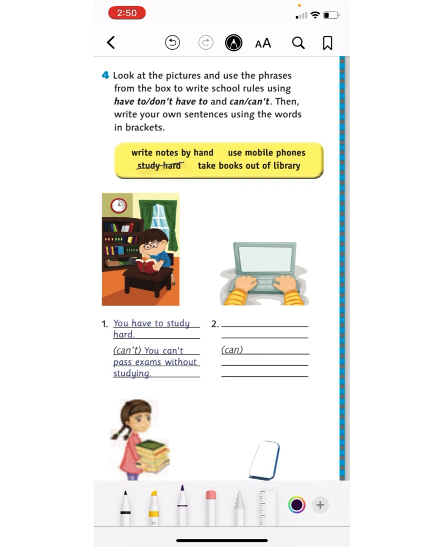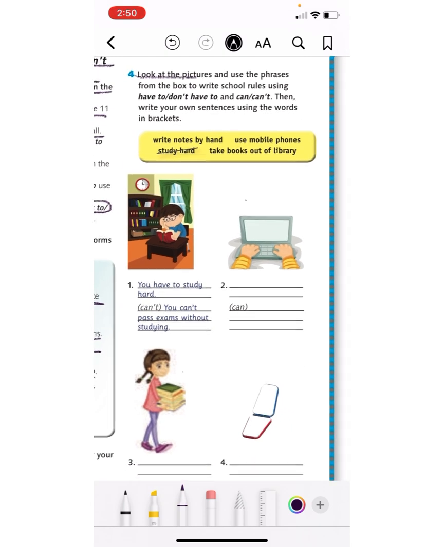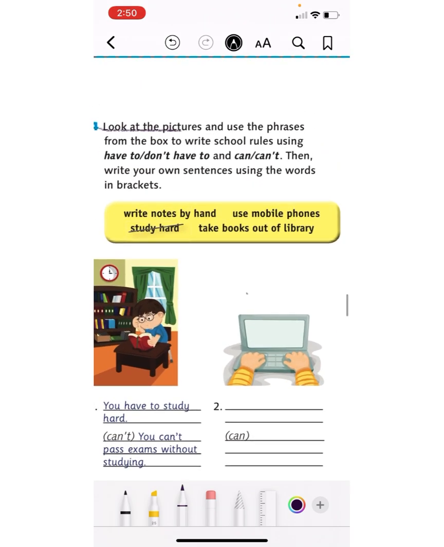Exercise number 4, it's very interesting. Look at it. Look at the pictures. Here we have 4 pictures. Look at the pictures and use the phrases from the books. عندنا بالbox phrases, we have to use them to write school rules. Why? To write school rules. حتى نكتب قوانين المدرسة. School rules using have to, don't have to, or can, can't.